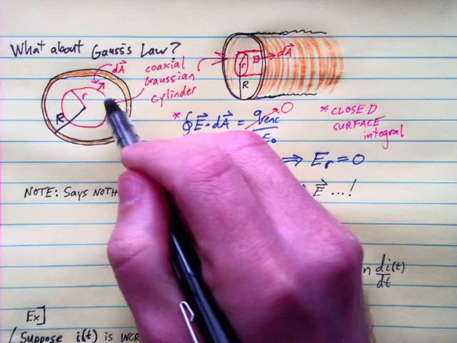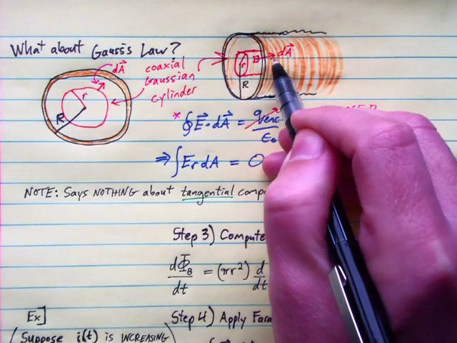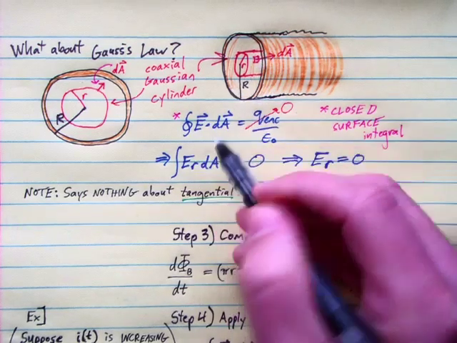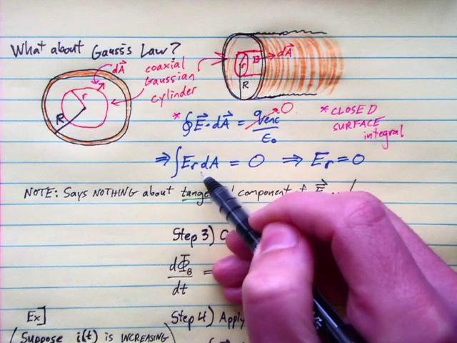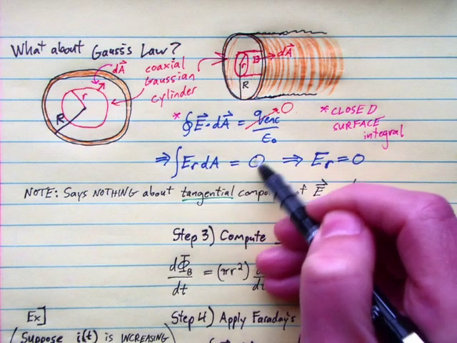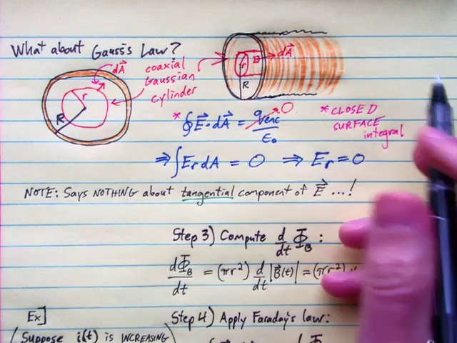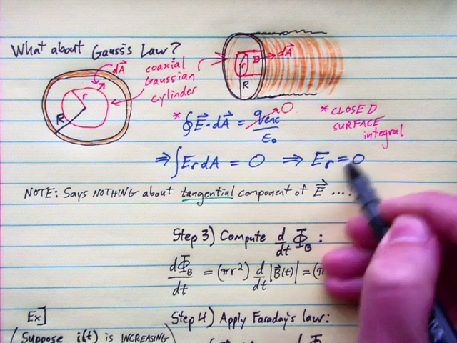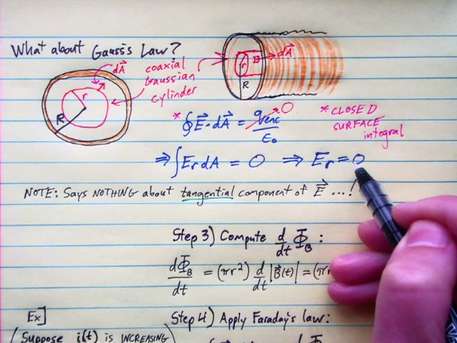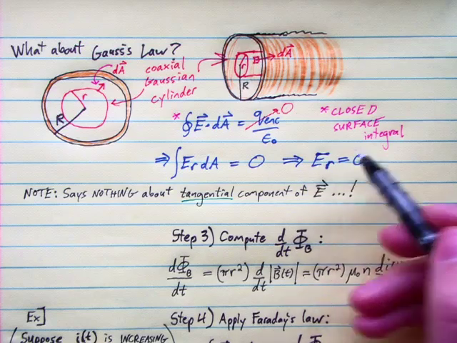Our dA vectors around the wrapper are pointing radially outwards, so E dot dA gives us just the radial component of E field, if there is any. And since we know that this equals 0, and the dAs are definitely not 0, we're forced to conclude here that the electric field inside our solenoid must have no radial component. Since there's no charge enclosed, there's no radial component to our electric field.